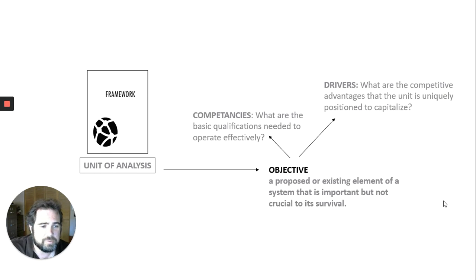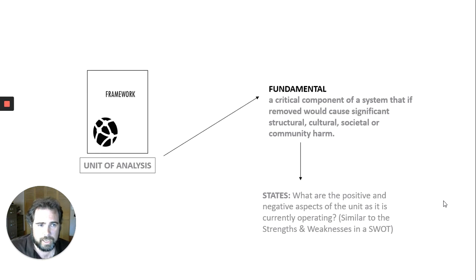Now we can look at an objective unit. Objective units are made up of competencies and drivers. Competencies are the basic qualifications needed for that unit to operate effectively, while drivers are the competitive advantage that the unit is uniquely positioned to capitalize upon. For fundamental units, we look at states, and states are the positive and negative aspects of the unit as it is currently operating. States are very similar to strengths and weaknesses, which are part of a normal SWOT analysis.